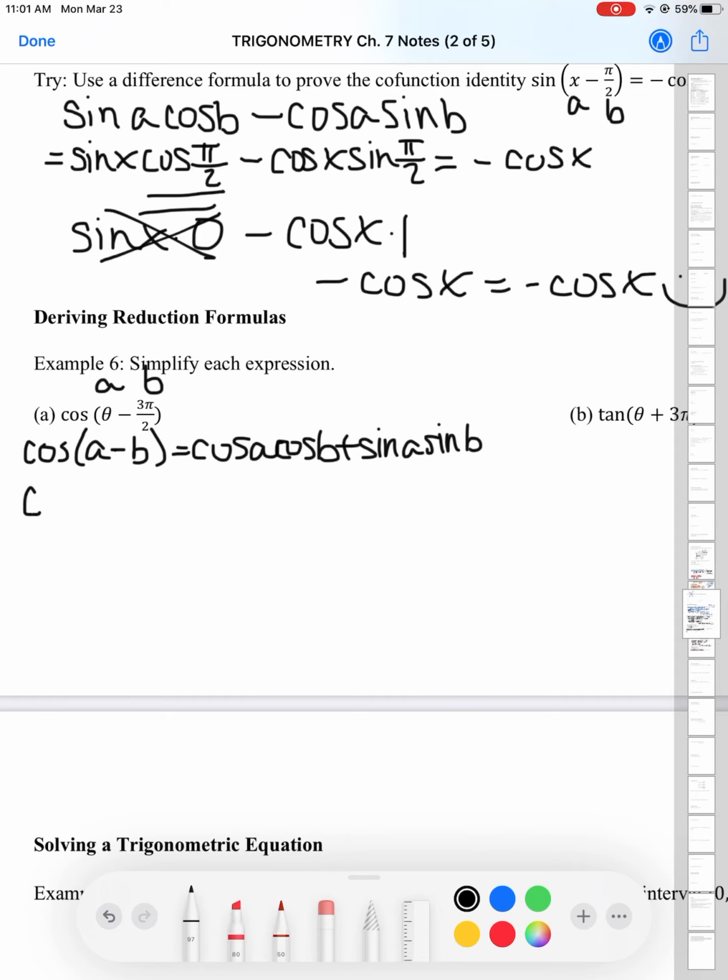So we have cosine theta, cosine 3 pi over 2, plus sine theta, sine 3 pi over 2.